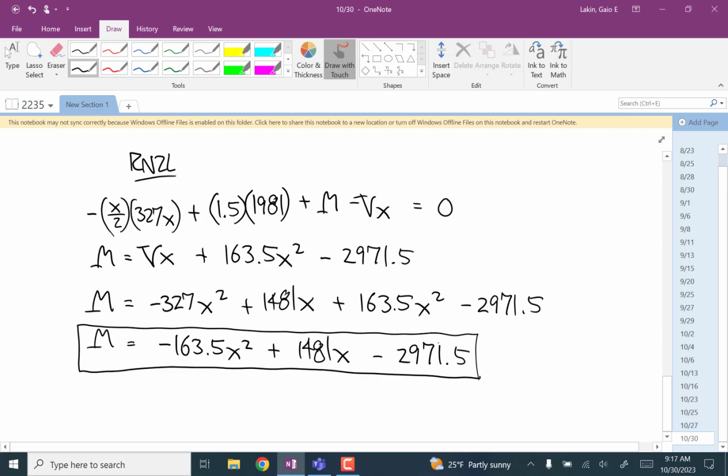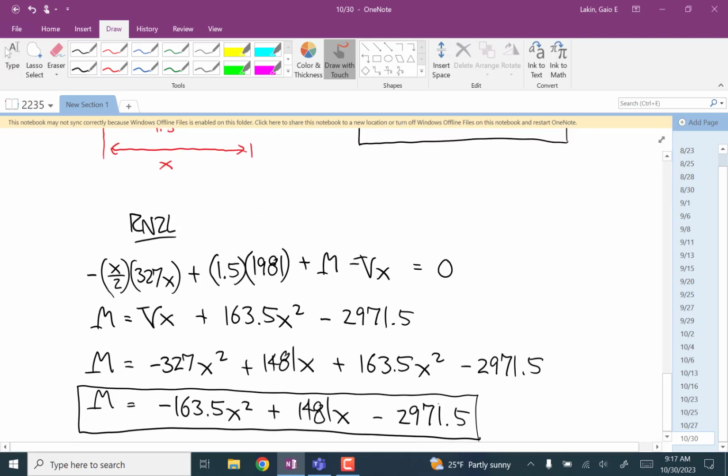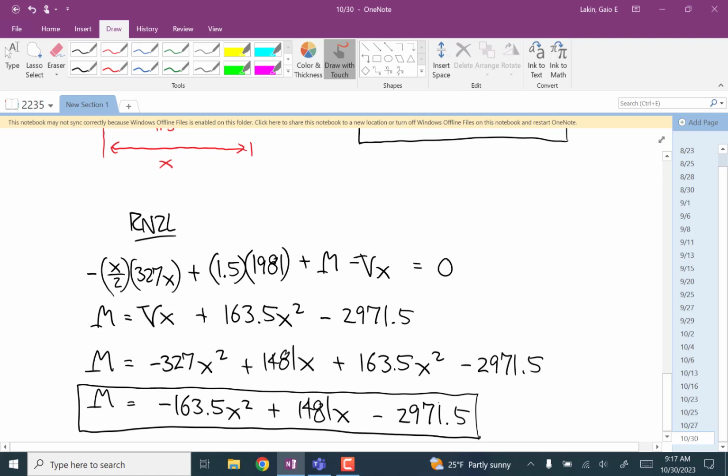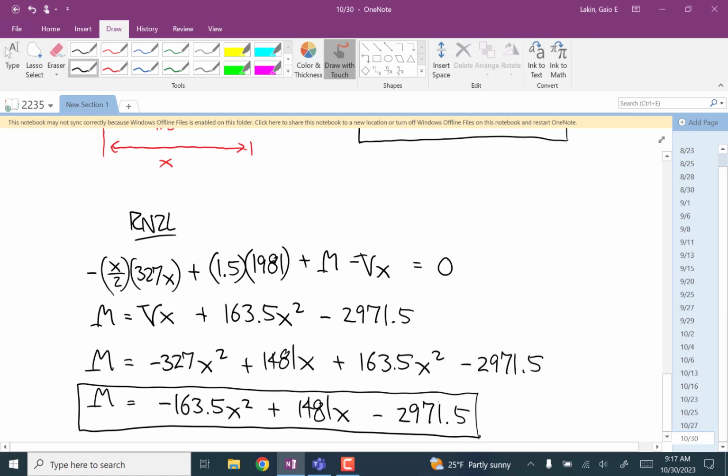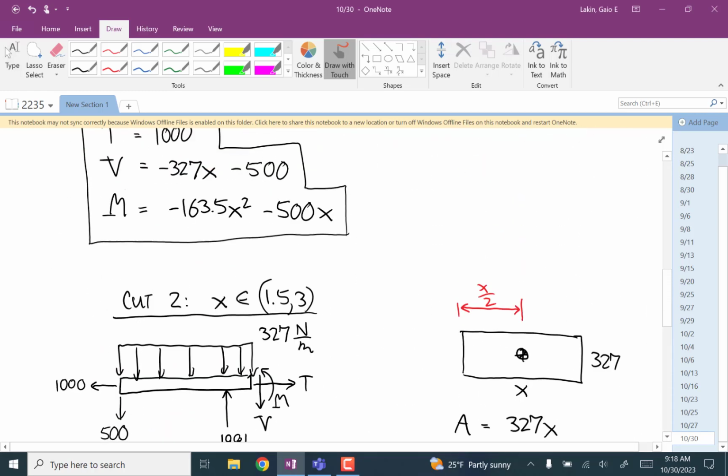Shouldn't that be positive 2971.5? It's positive 1.5 times 1981. Yeah, but then you get M by itself. So you solve for it, yes, I get you. Okay. So anyways, there's the two functions.